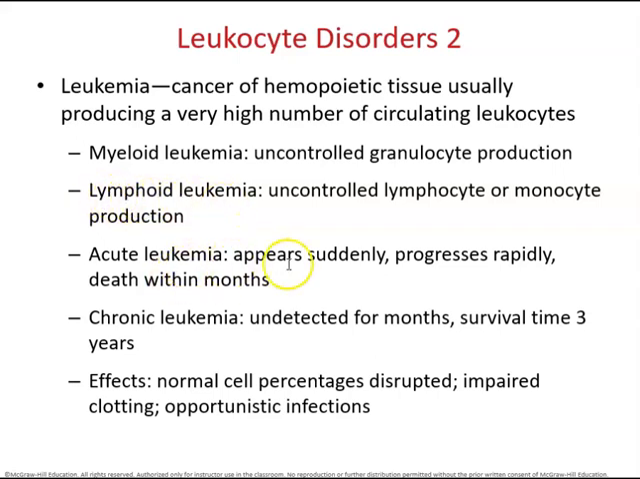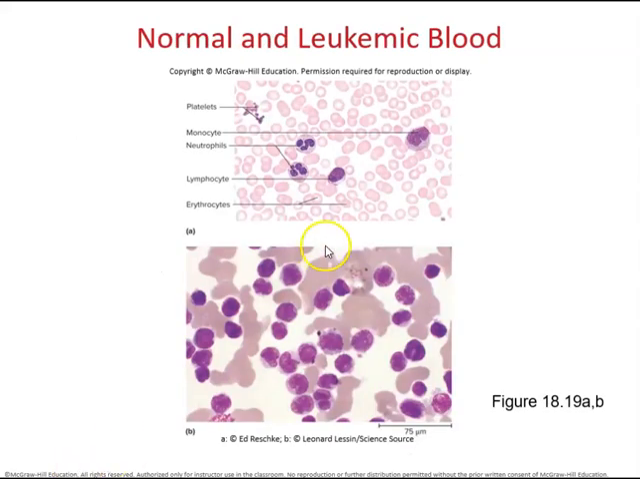Acute leukemia appears suddenly and progresses rapidly. People can die within months. Chronic leukemia is usually undetected for months, and people with that disease can survive about 3 years. The picture shows normal blood with red blood cells and different types of leukocytes. The picture below shows the cancer cells when those leukocytes grow uncontrollably.